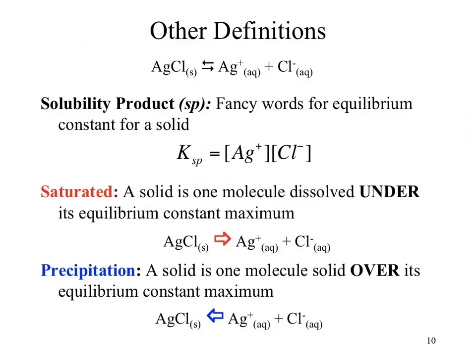What happens when we add one molecule more? Now it can't dissolve. So what happens? It precipitates. And that's when we have one molecule over the equilibrium constant maximum. Why does this become important? How do we solve for one molecule under or over? Go all the way back to 151, and we could add one molecule worth of molecular weight to our mole count, and we'd be one atom over.